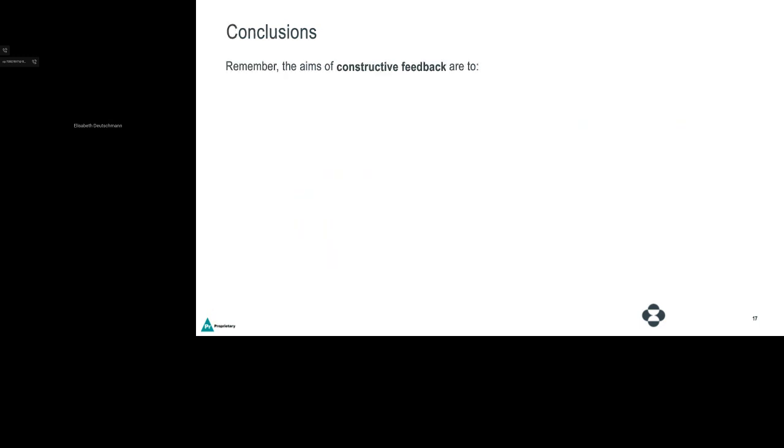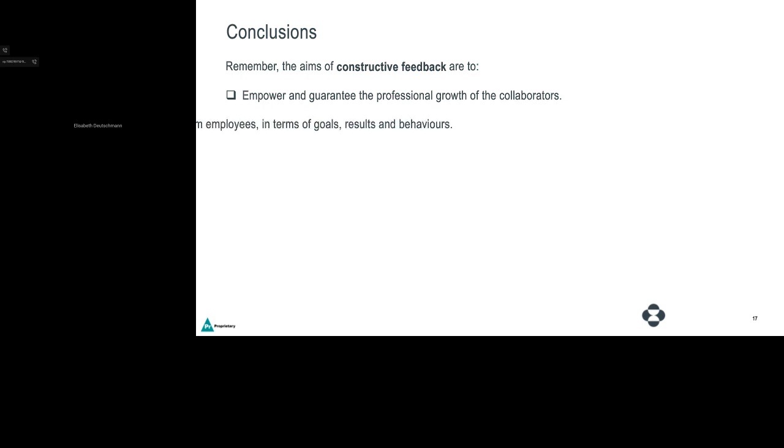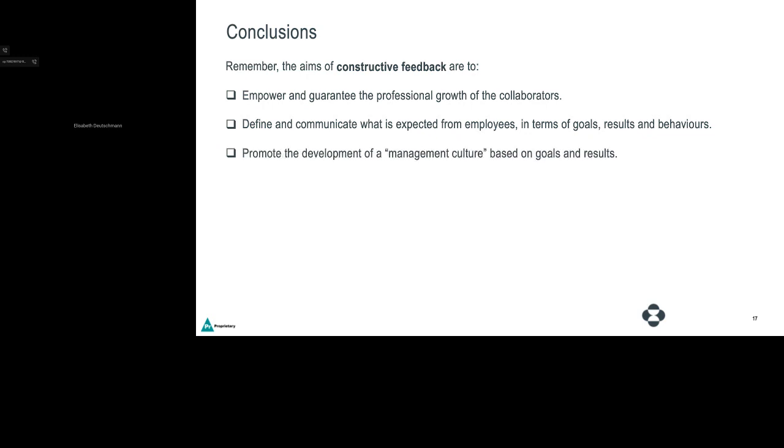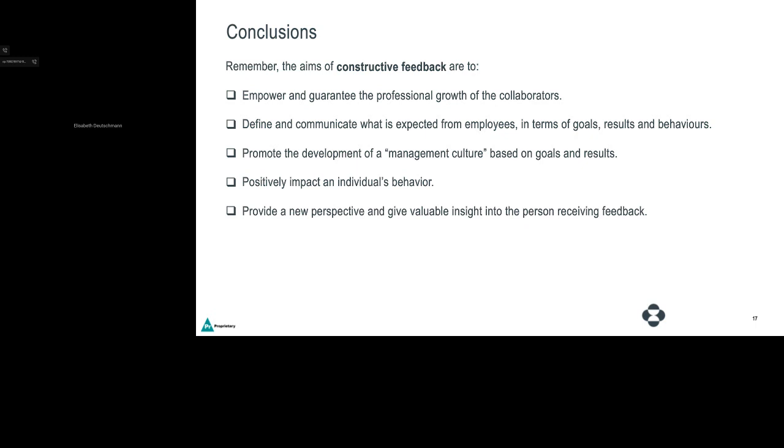So summarizing, the aims of constructive feedback are to empower and guarantee the professional growth of the collaborators. Define and communicate what is expected from employees in terms of goals, results, and behaviors. Promote the development of a management culture based on goals and results. Positively impact an individual's behavior. Provide a new perspective and give valuable insight to the person receiving feedback.